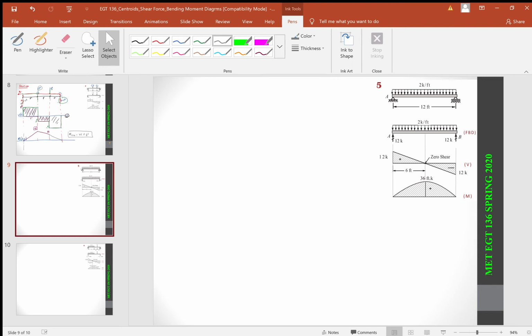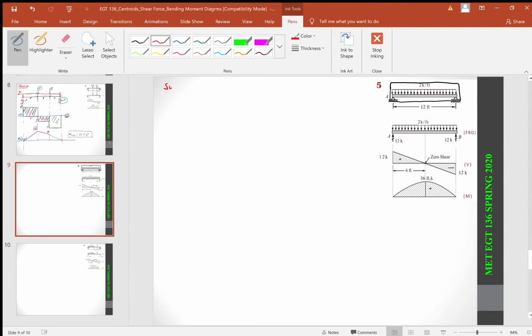Okay, class. Let's move on to a slightly more involved problem dealing with shear force and bending moment diagrams. So we have here a structure that has a uniform load that we talked about earlier. Now I'm just going to draw my free body diagram.